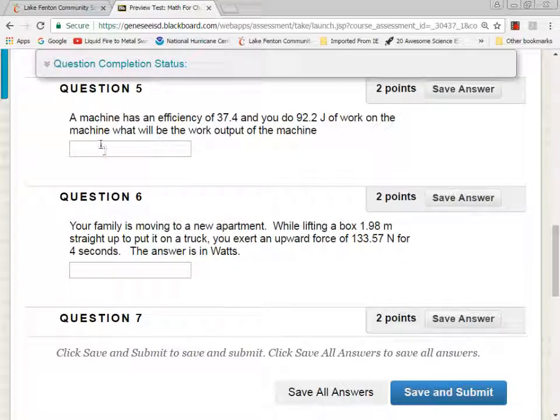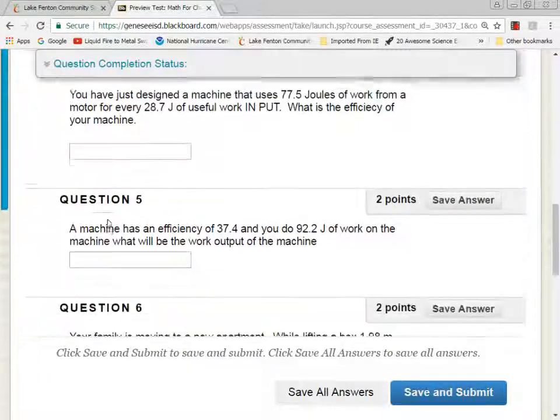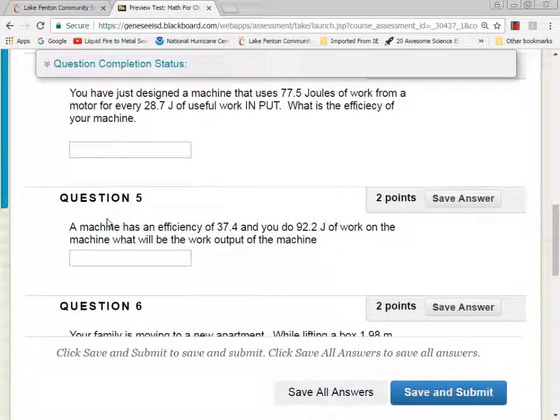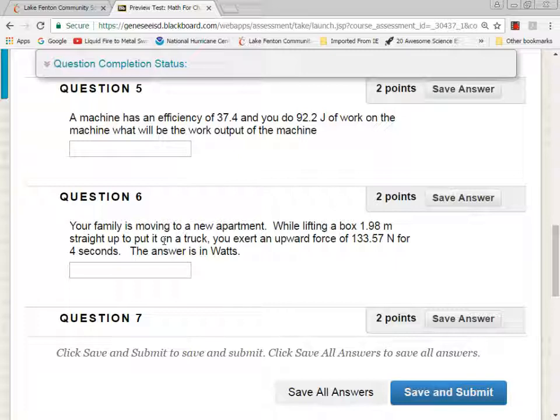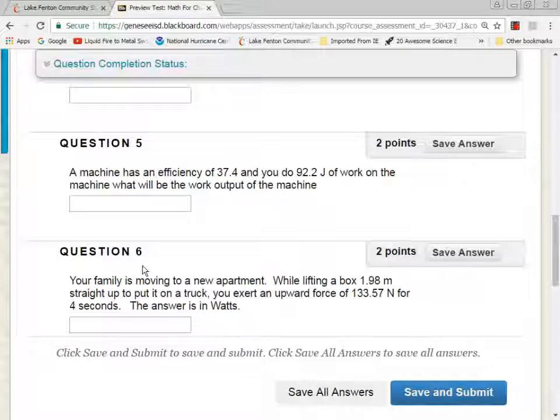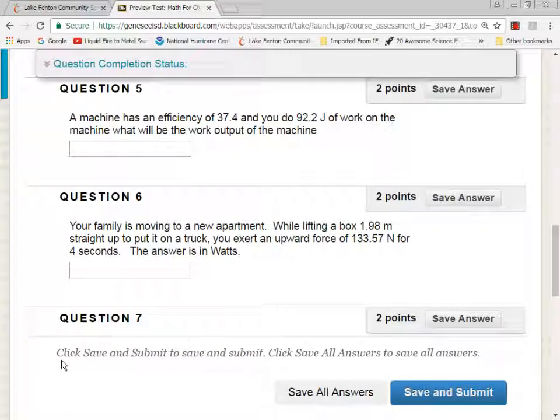Okay. And so once you have all these machines, all right. And this is just the same thing. It's just going to be work input over work output. And this one we do have a power, and we're going to come up with that.